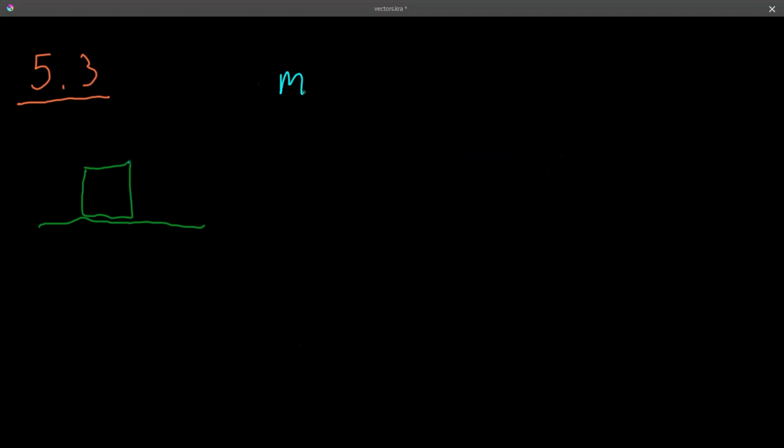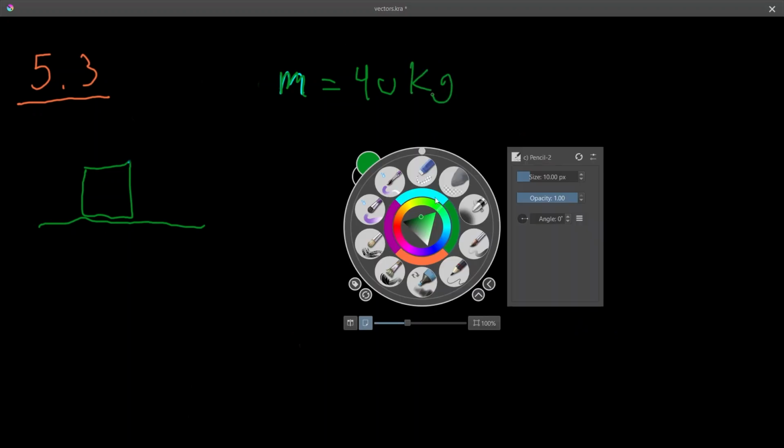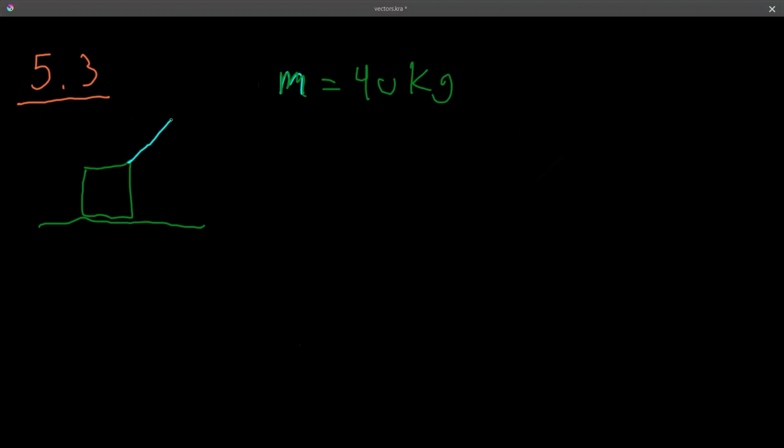This box has a mass equal to 40 kilograms, right? And you decide to pull on this box with this force right here of 200 newtons, which makes a 30-degree angle with the horizontal. And then I tell you that this box is not moving on the y-axis, and I want you to calculate its movement on this surface.